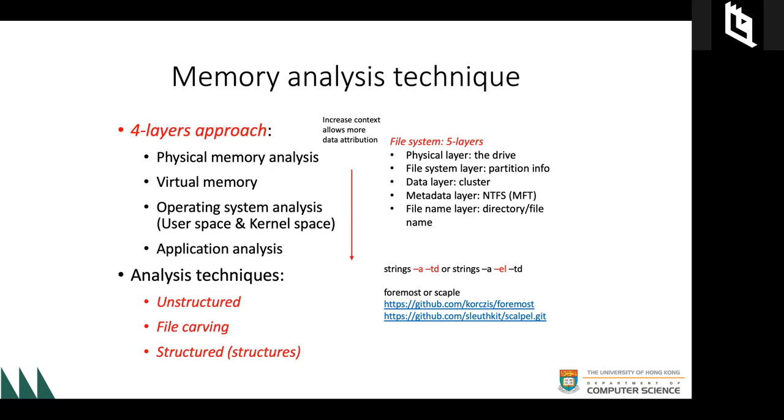Then based on the file name, we can find the directory and file name, and that is the way to find the data on the hard drive. Memory, similar approach, but the layer will be 4 layers instead of 5.